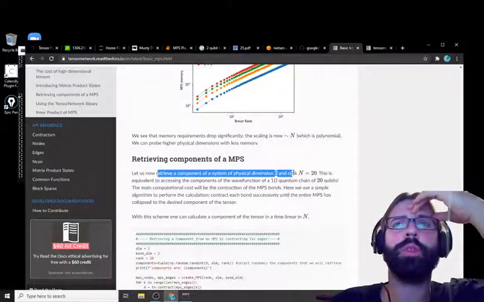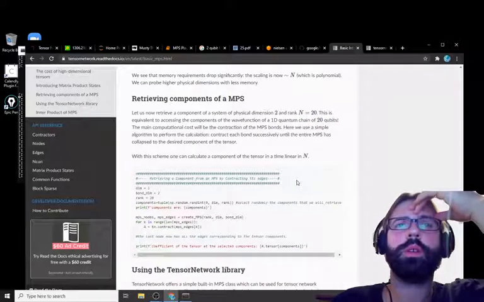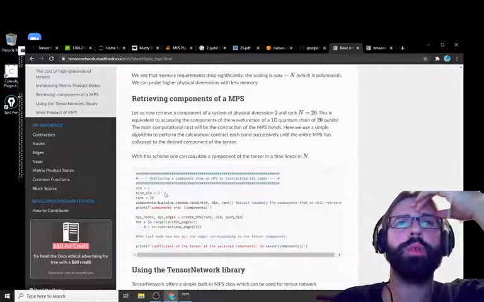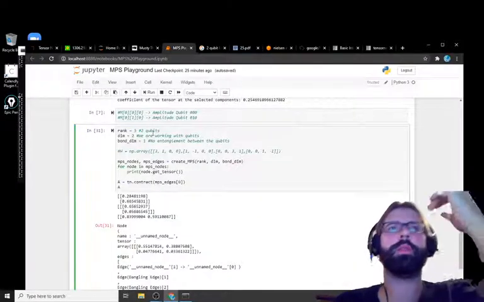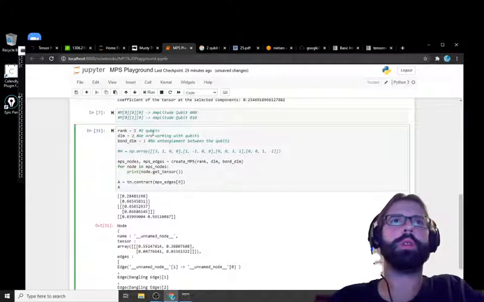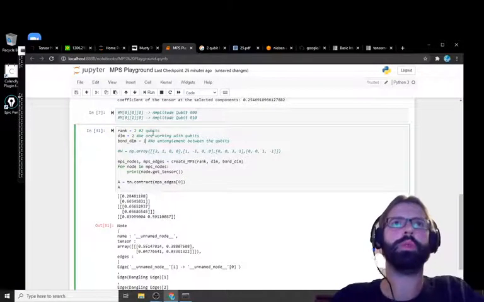Physical dimension 2 and rank 20 with 20 qubits. So if I give it rank 20, dimension 2, bond dimension 2. So what if I play with a bond dimension? Rank 2, bond dimension 2.